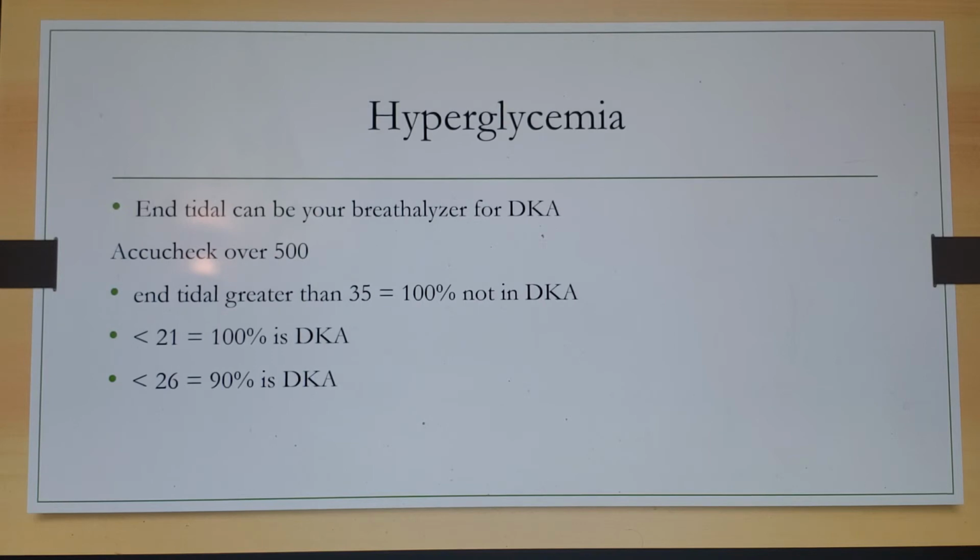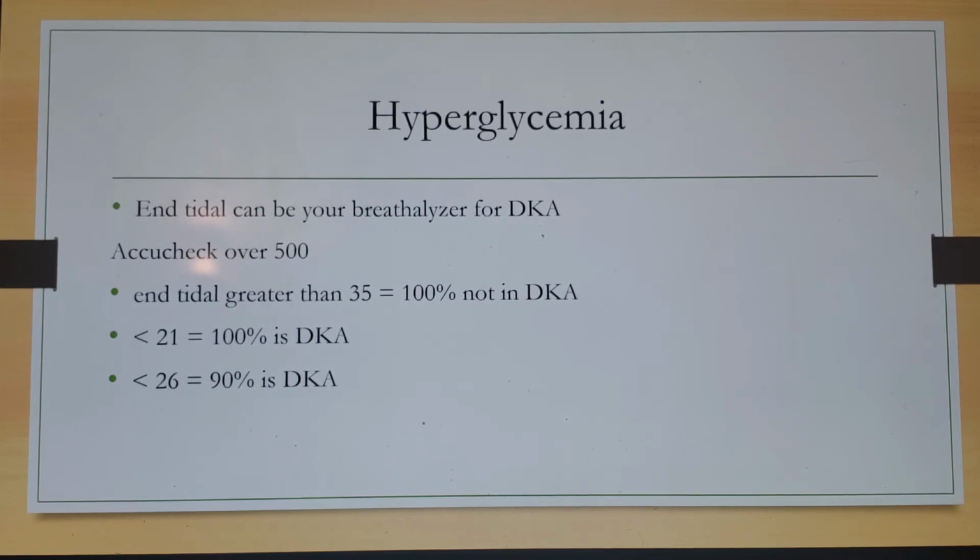Hyperglycemia, this is another cool one. There's one guy that advocates for this that says your end-tidal CO2 is really your breathalyzer for DKA. And one kind of cool stat, basically, if your AccuCheck's over 500 and your end-tidal is greater than 35, 100% they're not in DKA. If your end-tidal is less than 21, it's 100% that it is DKA. And if your end-tidal is less than 26, it's 90% that it's DKA.